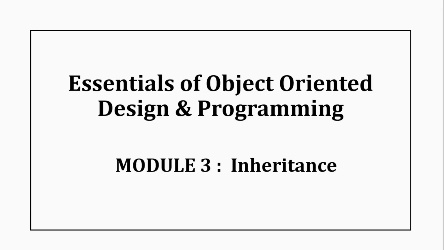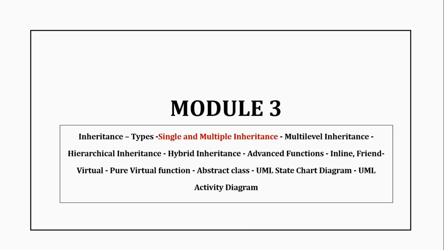So hello everyone, and welcome back to the course Essentials of Object-Oriented Design and Programming. We are in Module 3, Inheritance in C++. In this session, we will be discussing single and multiple inheritance. In the last session, we discussed the introduction to inheritance and types of inheritance. Now we'll be seeing single and multiple inheritance with example code.